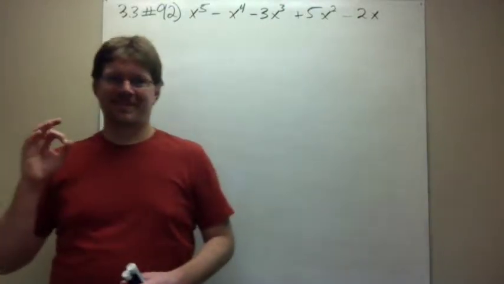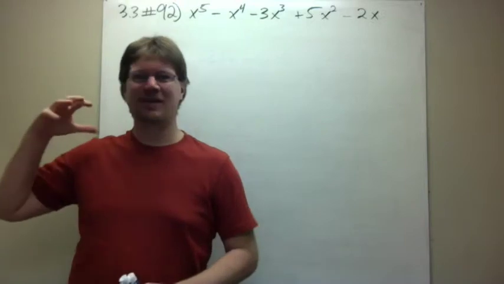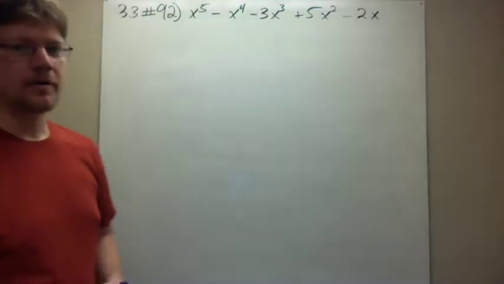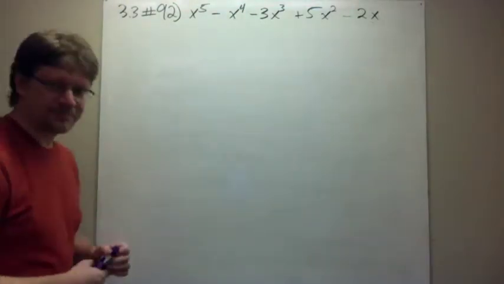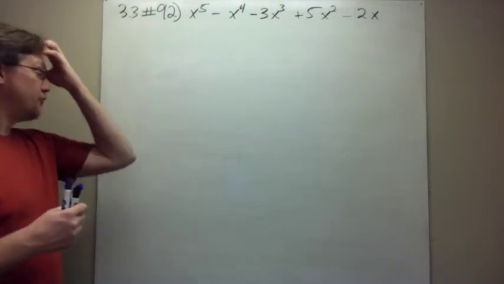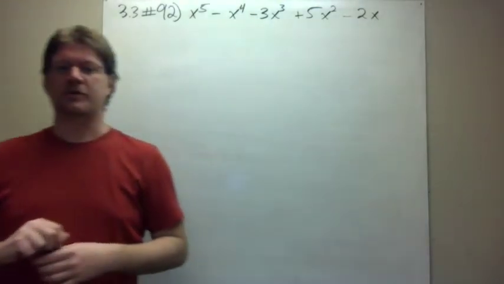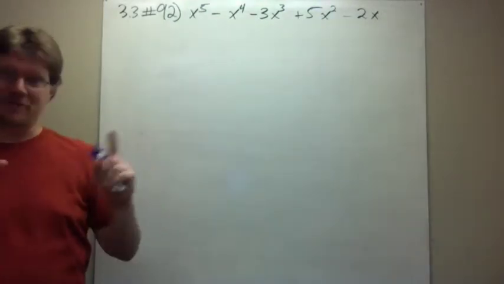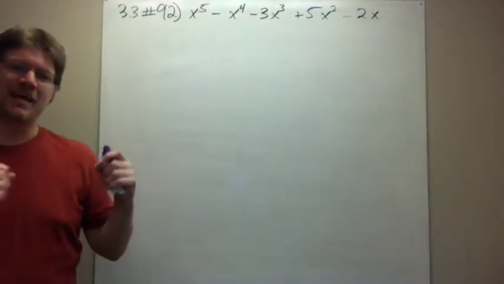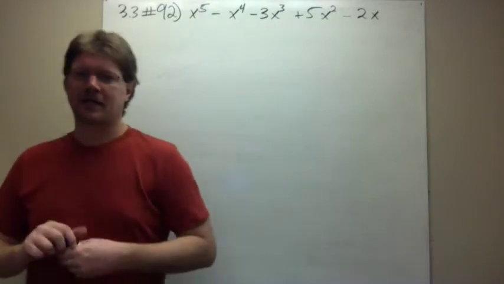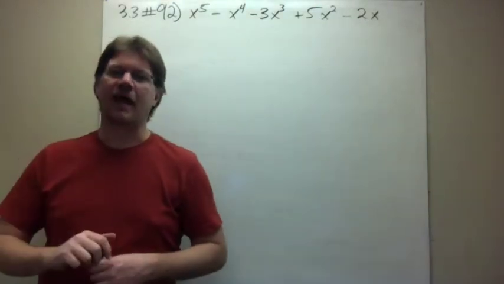All right, so section 3.3, number 92. We're given this fifth order polynomial, and we are told to find all the real zeros of this polynomial function. Okay, I'm going to give you one better. I'm going to find all the zeros and write this thing in an entirely factored form if I can.